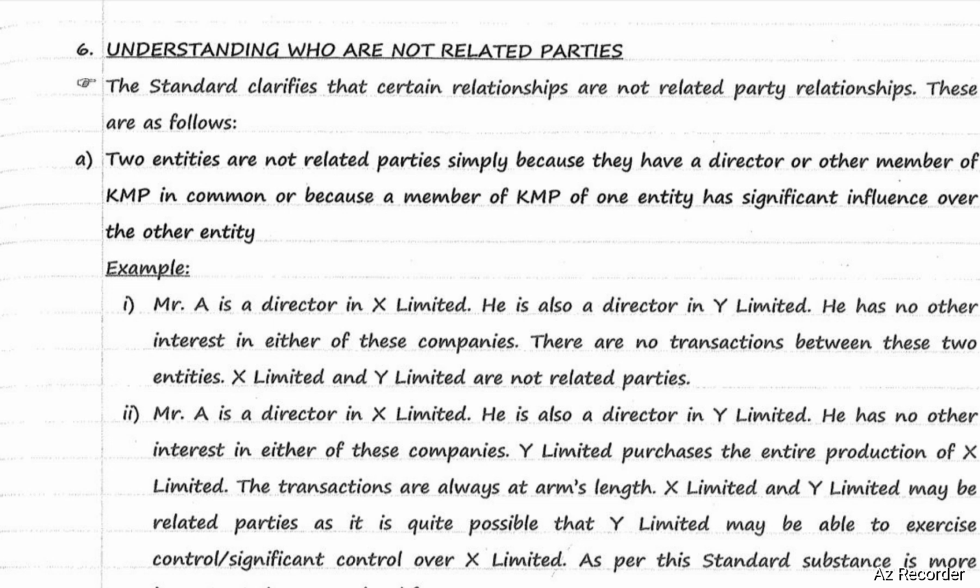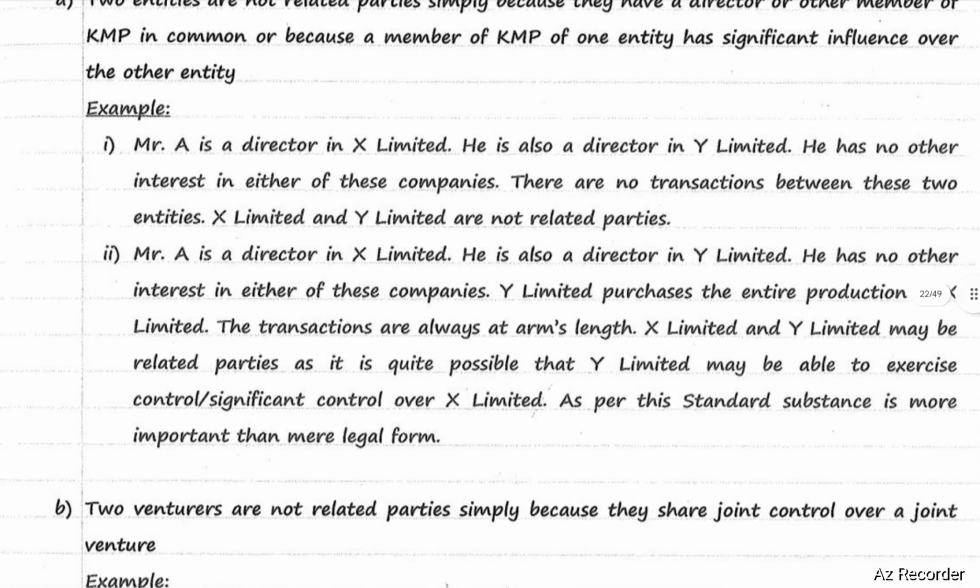Example, Mr. A is a director in X Limited. He is also a director in Y Limited. He has no other interest in either of these companies. There are no transactions between these two entities. In such a case, X Limited and Y Limited are not related parties.